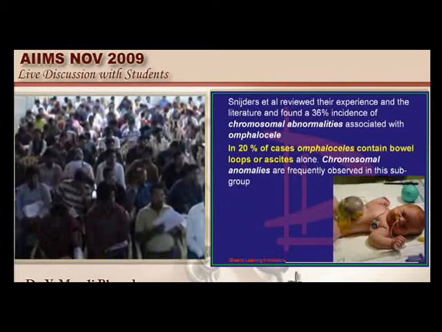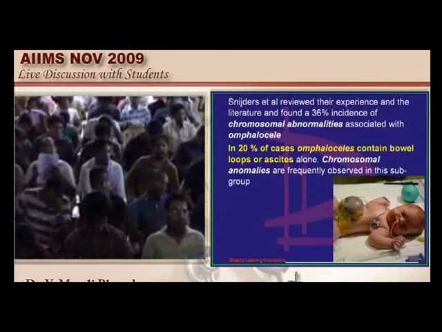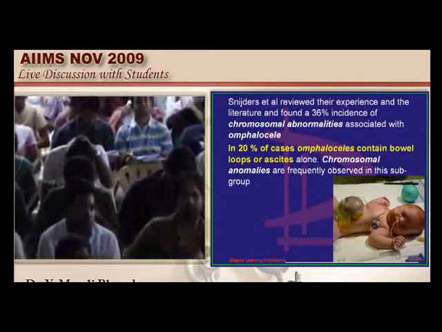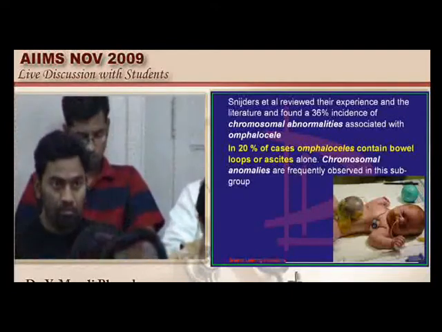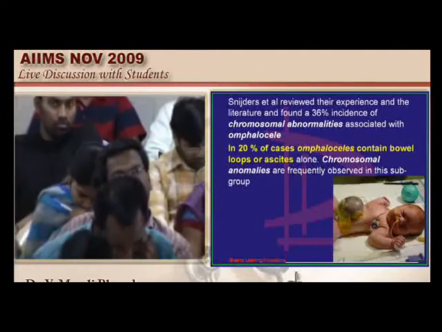Nearly 15 questions came on this. So you should remember that it is the omphalocele which has a very high association with chromosomal abnormalities. That is what you have to basically remember.